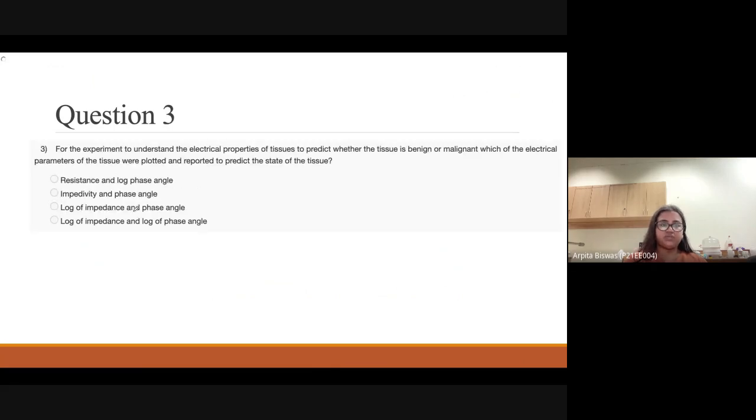So next move toward question number 3. For the experiment to understand the electrical properties of tissue to predict whether the tissue is benign or malignant, which of the electrical parameters of the tissue were plotted and reported to predict the state of the tissue. First option is resistance and log phase angle. The second option is impedivity and phase angle. The third option is log of impedance and phase angle. And the fourth option is log of impedance and log of phase angle. So go through the question and try to find out the right answer.